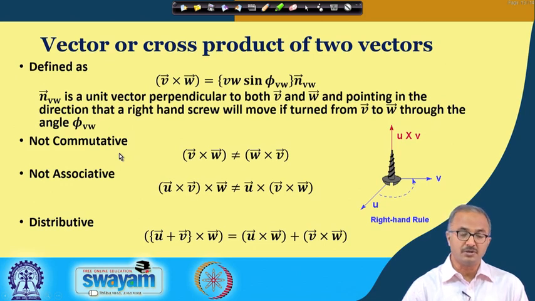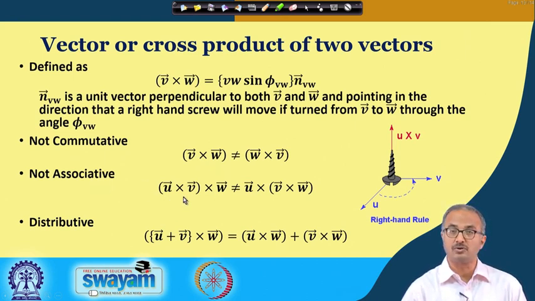Then is it commutative, v cross w and w cross v? No, they are not commutative. So the order of the multiplication is important. Associative, again we find no, it is not associative. That means u cross v multiplied first, with the resultant then crossed with w, is not the same as first multiplying v and w, and then taking u cross that. So these are not associative.